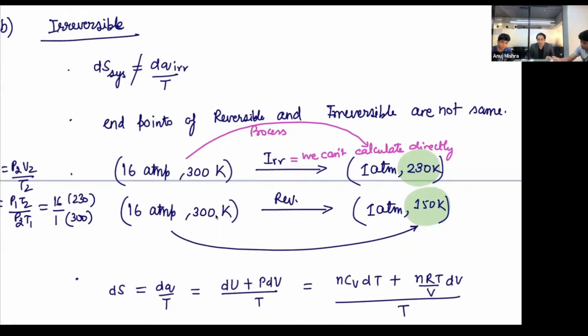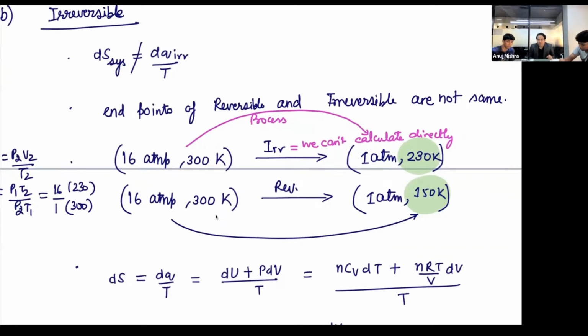What will be the numbers? Integrate ds. So which one? This. Integration of this, integration of this. What will be the value coming up? Check. So it will become nCv dT upon T, and then nRT, dT cancels, nR dV upon V. Two integrations. The first is nCv ln T2 by T1. Second term will be nR ln V2 by V1. So integration becomes nCv ln T2 by T1 plus nR ln V2 by V1.